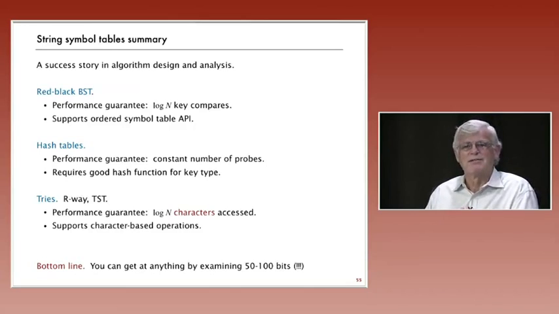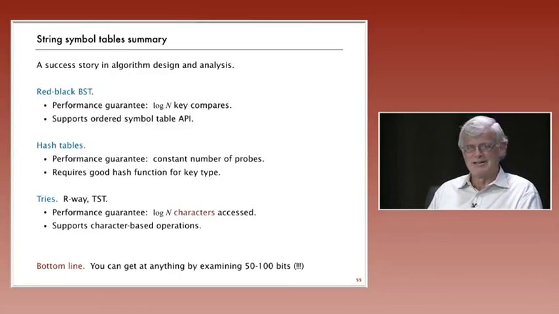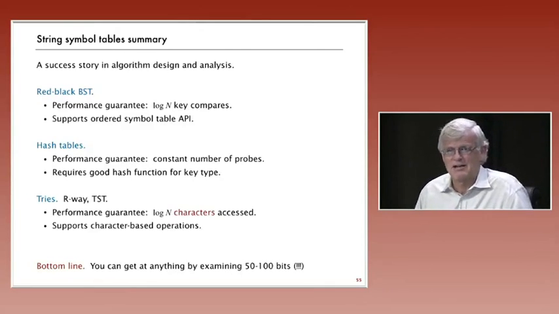When you think about 100 bits, that specifies 2 to the 100th possibilities. 2 to the 100th is a huge number. There are not 2 to the 100th pieces of information, even on the internet, that will ever exist on the internet in the life of this galaxy. But with just 100 bits, which really isn't too much, we can search for anything efficiently. That's an amazing success story for algorithm design and analysis. So that completes our look at tries and ternary search tries.